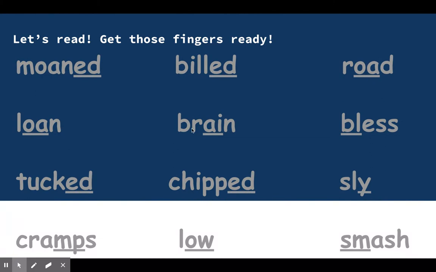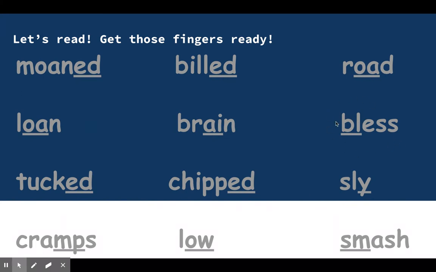Here we have an AI. Do you remember what an AI says? A, and he never ever goes at the end. So let's fingerspell. Ready? Fingers up. Brain. And I know you have such smart, big brains while you're fingerspelling. Awesome job. Here's my next one. Fingers up. Bless.